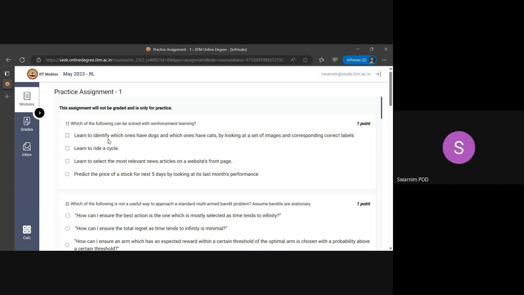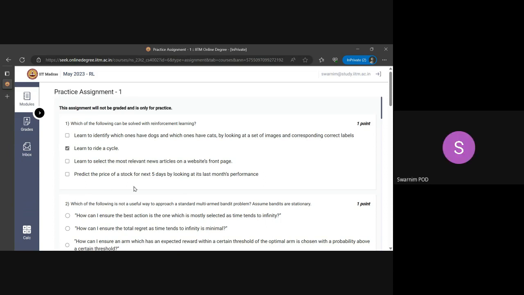So option number 1. What kind of learning problem is this? That's supervised learning, right? Right. It's a supervised learning problem because you have a set of samples and a set of labels. The labels are cats and dogs, and the samples contain the images. So the first cannot be the option. Second, learn to ride a cycle. Yeah, that's RL, because we are not supervising it, we're just leaving it to do it itself.